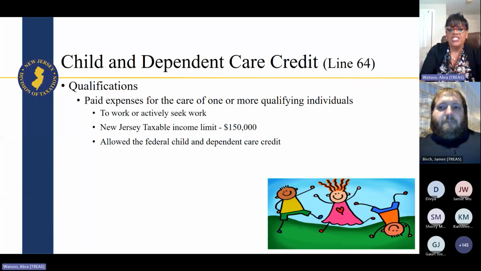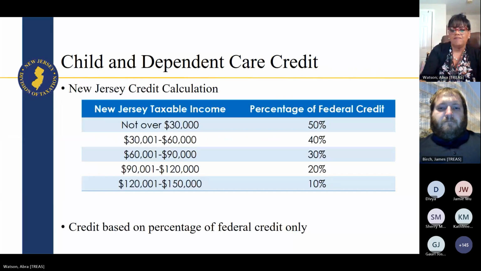And qualifications for the Child Independent Care Credit. They had to have paid expenses for the care of one or more qualifying individuals to work or actively seek work. And the New Jersey taxable income limit is $150,000. And the credit calculation is a percentage of the federal credit based on the New Jersey taxable income.